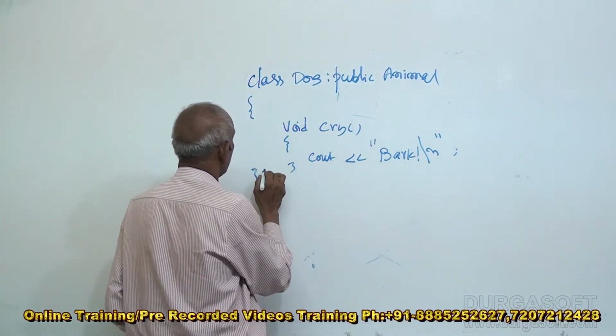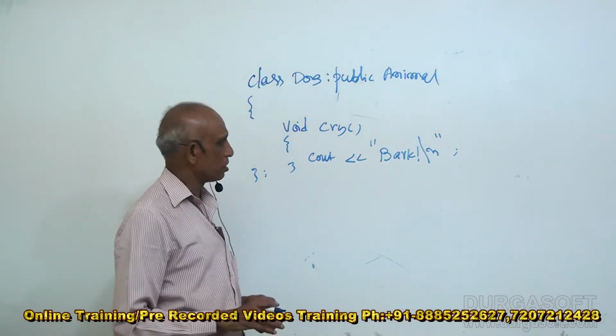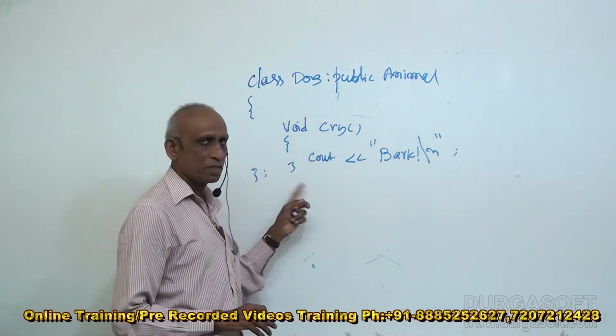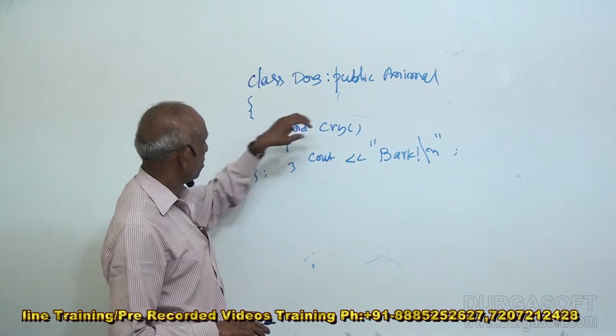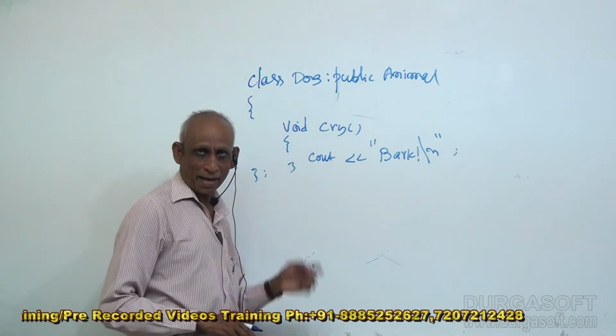This is the whole Dog class. I am not interested in anything else. I want only this function, that's all. So I have given a body to the cry function of the Dog class. It has derived from Animal and overridden the pure virtual function of Animal.